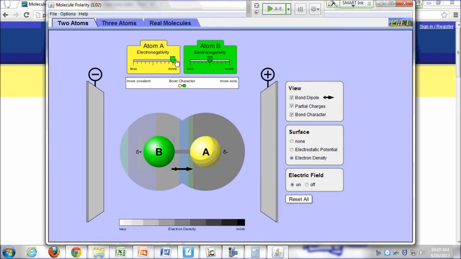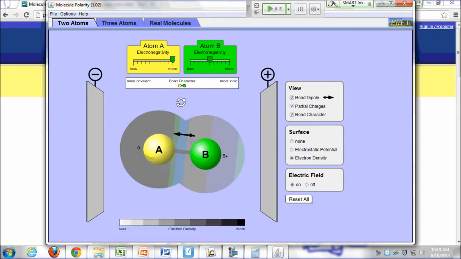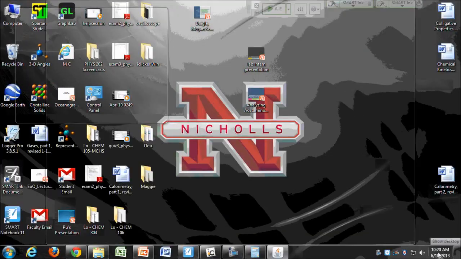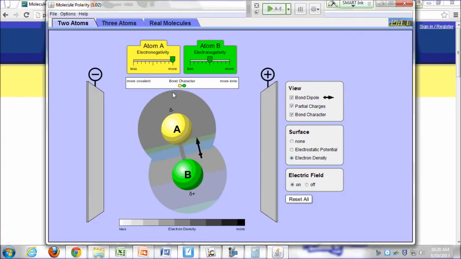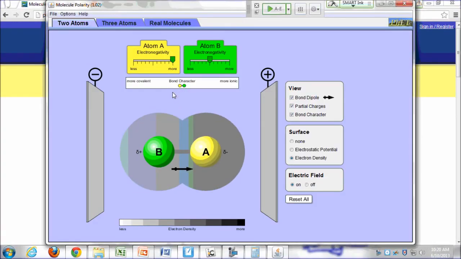Okay, now what happens if I were to turn this molecule? Oh, what happened? Right there. So the A atom, the partially negative end of your molecule, is attracted to the positively charged plate. Okay?